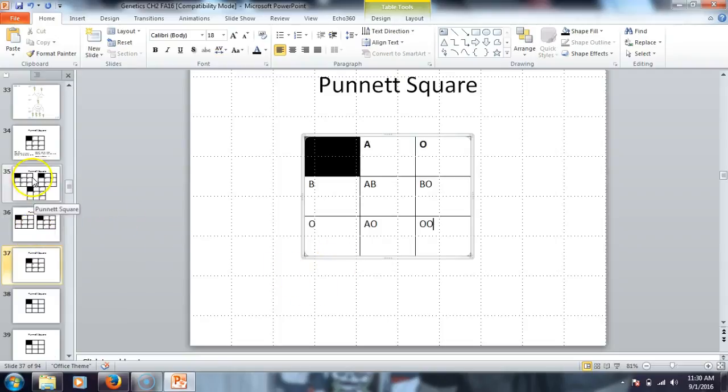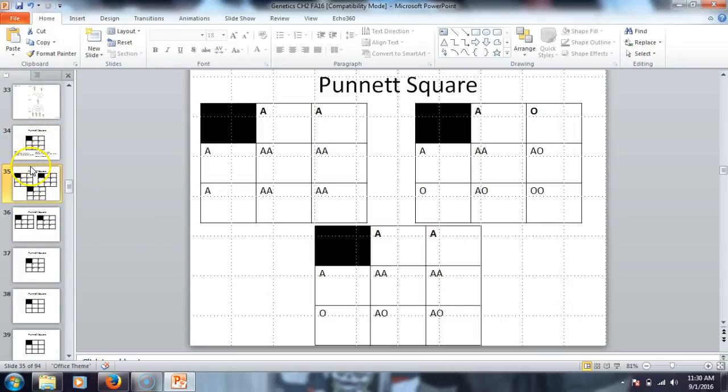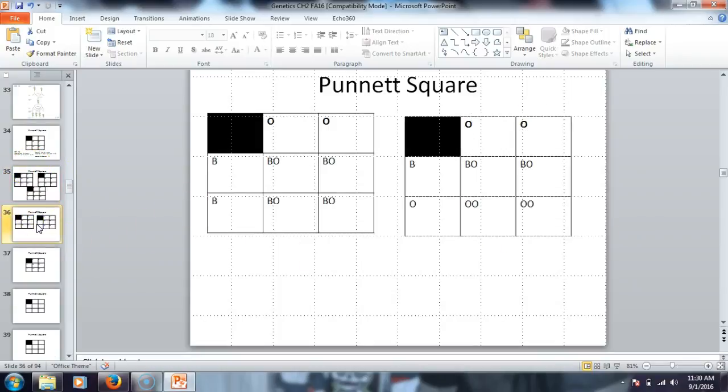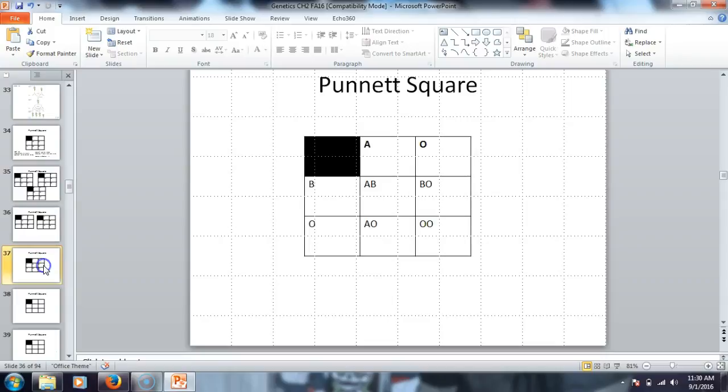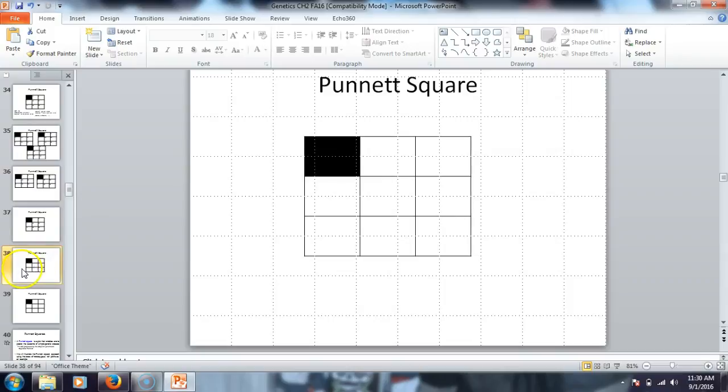So let's see. We did the OA, and we did the A possibilities. We did the BO possibilities. And the same thing for B, right? You could just switch this out for B. So let's just for fun do an ABAB.